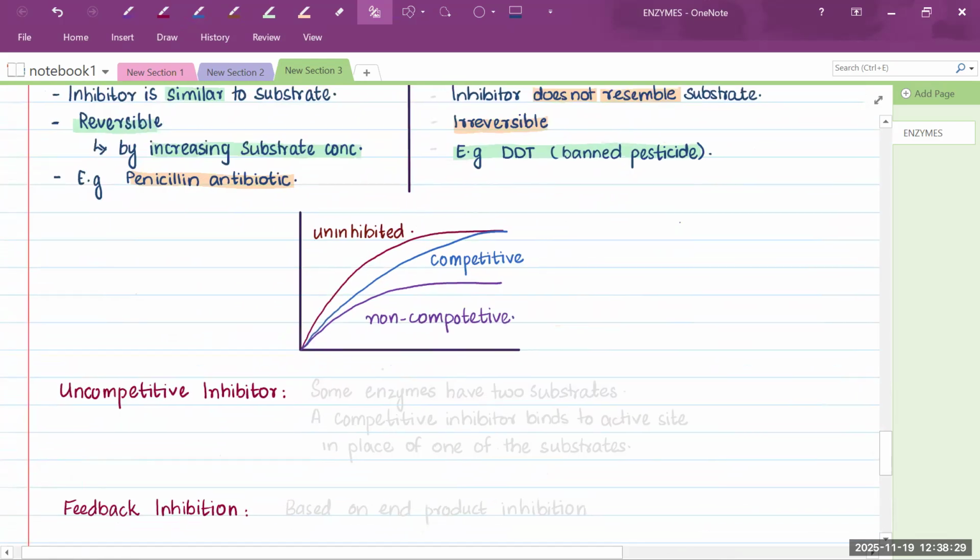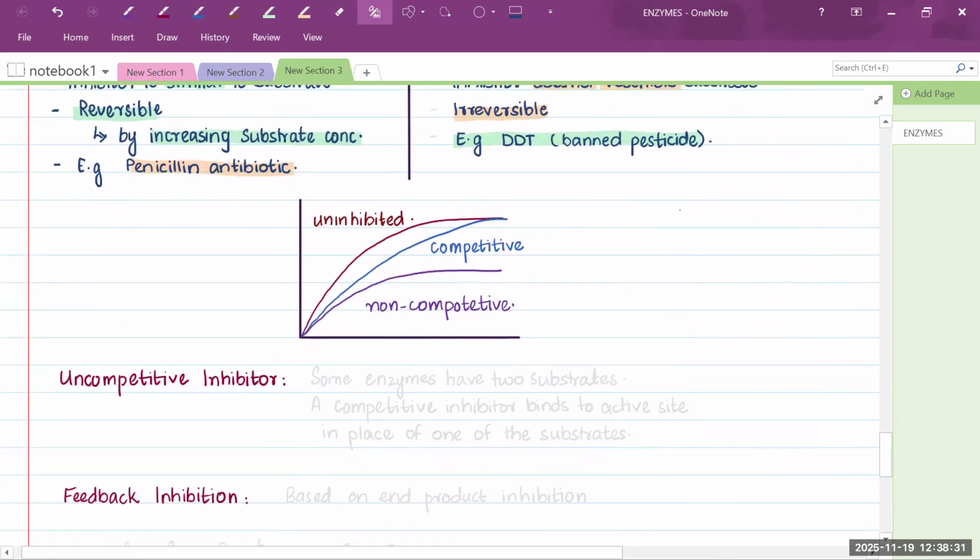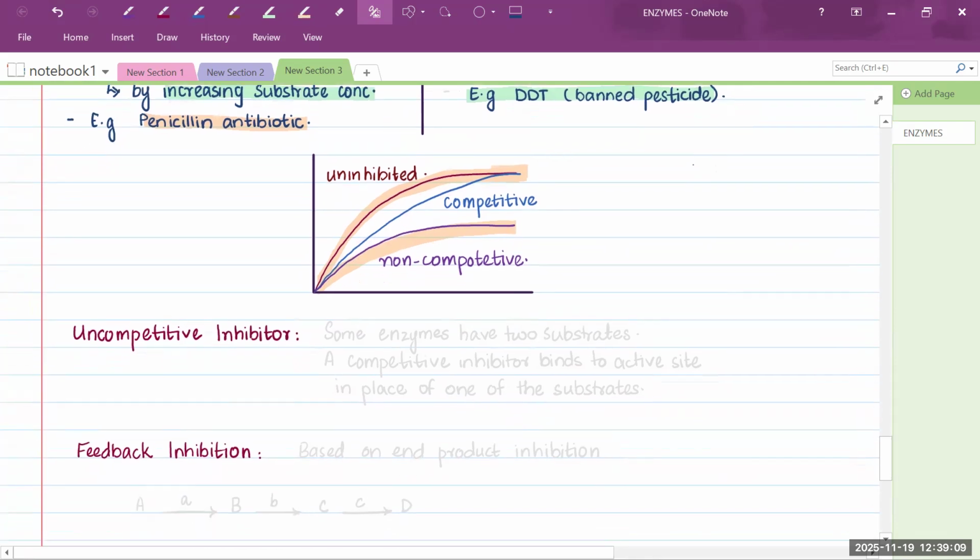Now these are the graphs of inhibitions. First of all is the uninhibited one. This is a normal enzyme activity against substrate concentration. For example, this is the original graph. In competitive inhibition, the maximum value of enzyme activity remains the same. However, the slope decreases, right? And in the non-competitive one, the enzyme activity totally decreases because it cannot bind to the substrate anymore.